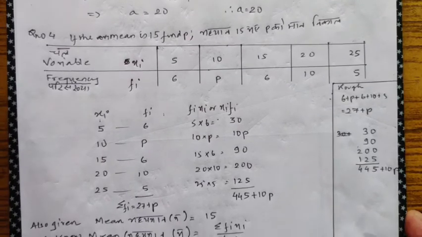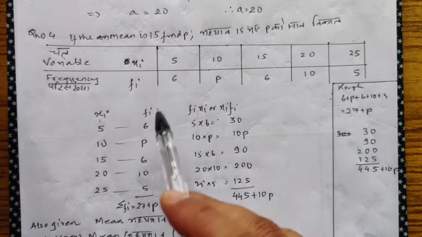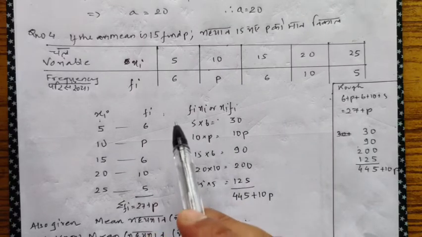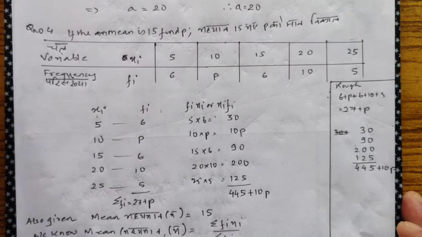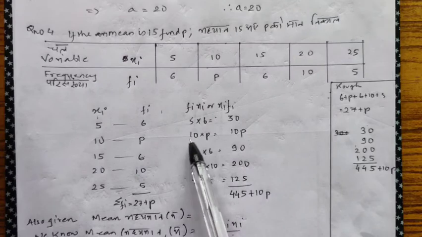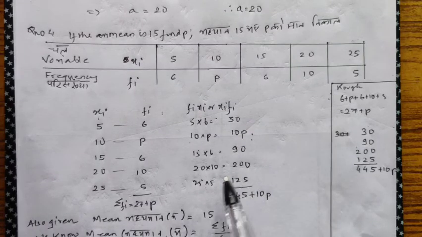So let's make a table for xi. Let's write down all the values of xi. Let's write fi. Let's write all the values of fi. Remember, we have an unknown p. Let's find fi xi, whatever it is. Okay, let's multiply. The first one, 5 into 6 is 30. Second one, 10 into p is 10p. Remember, 10 into p is 10p. Okay, that will only multiply everything.